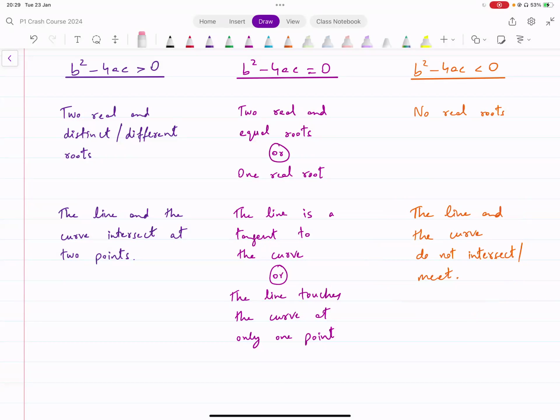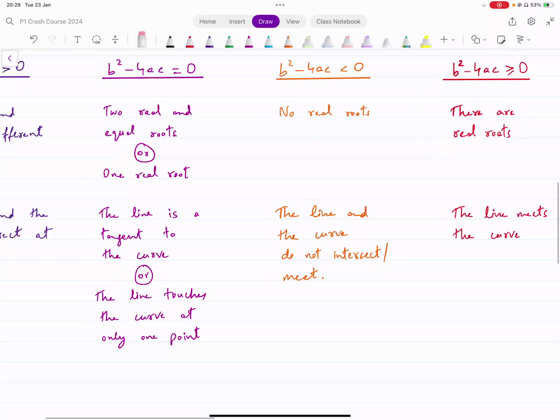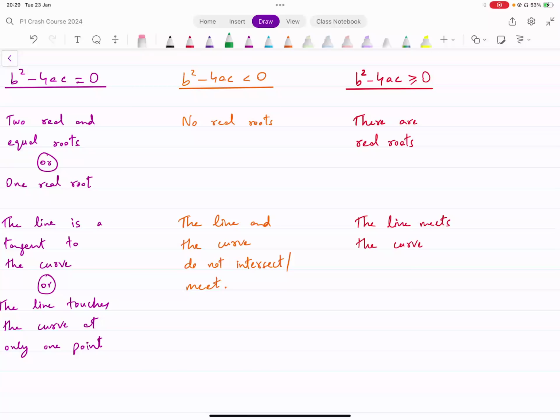Now, one case that we haven't found in our practice questions yet, but we will be doing some questions like that in the next class, hopefully. That is that sometimes they say there are real roots without specifying how many roots. It could be one root, it could be two roots. In that case, we say b square minus 4ac is greater than or equal to 0. It's a combination of the first two cases. Or graphically, they could say that the line meets the curve without specifying at how many points. It could be 1 point, it could be 2 points. In that case as well, you say b square minus 4ac is greater than or equal to 0.